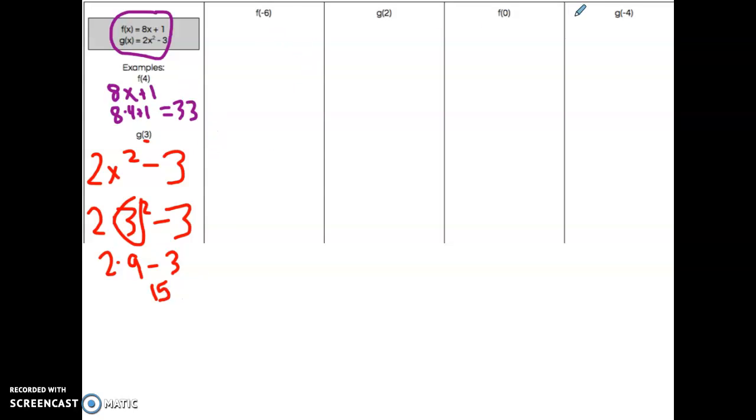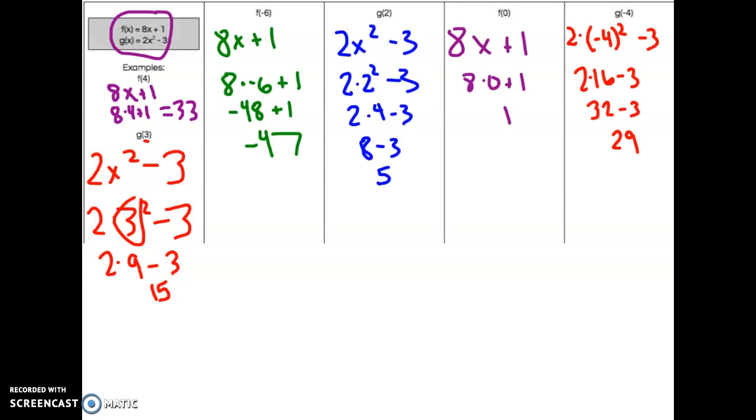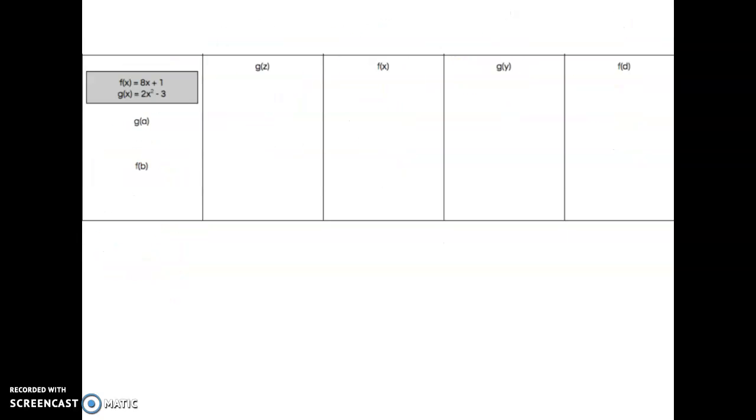I'm going to have you pause it now and try these four and then unpause it when you're finished. Okay, so here's what we've got. We've got negative 47, 5, 1, and 29. If you do not have those, I'm going to have you pause it and check through my work. If you're ready to go, we're going to go on to the next slide.